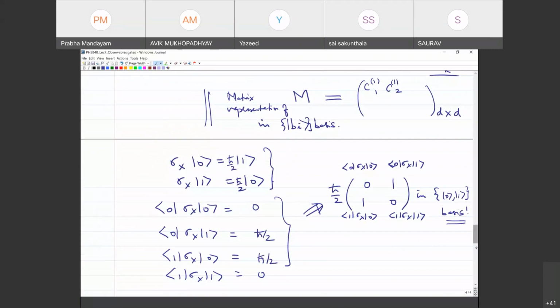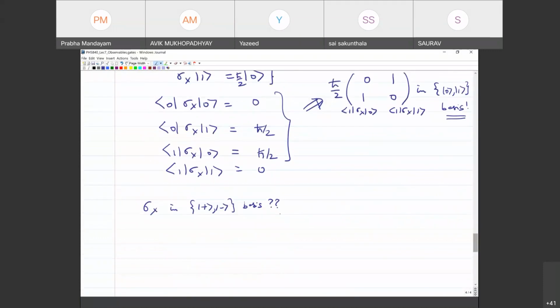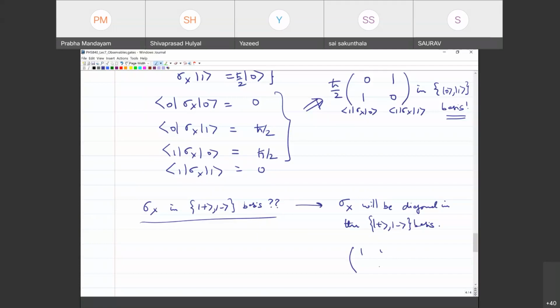Yes, what is the matrix representation of sigma x in the plus minus basis? Same as that of Z, like 1, 0, 0, minus 1. Indeed. So I hope everyone sees that, first of all, sigma x will be diagonal in the plus minus basis, and its representation will basically be 1, 0, 0, minus 1 with an overall h bar by 2.